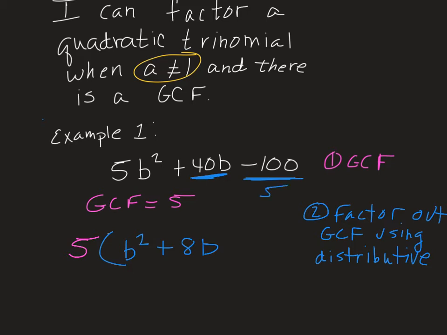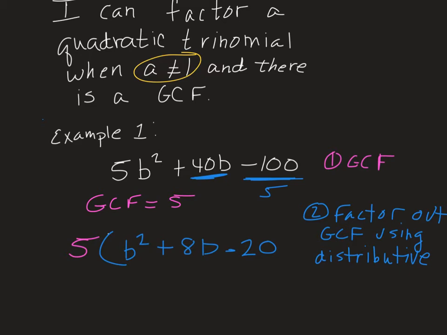100 divided by 5 gives me 20. And because that was a negative divided by a positive, it's going to be a minus 20. So exactly like we did yesterday, we're going to determine what the greatest common factor is, if there is one. Although I'll go ahead and tell you for today, there's going to be one. We're going to factor out that greatest common factor using distributive property.